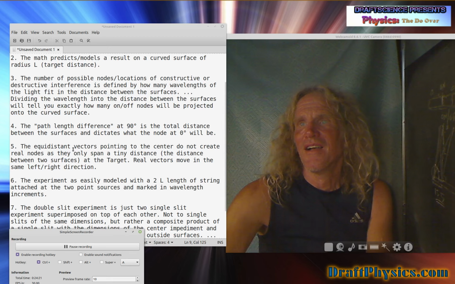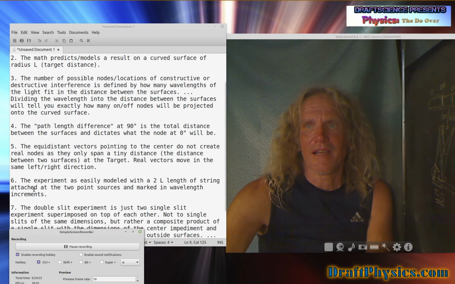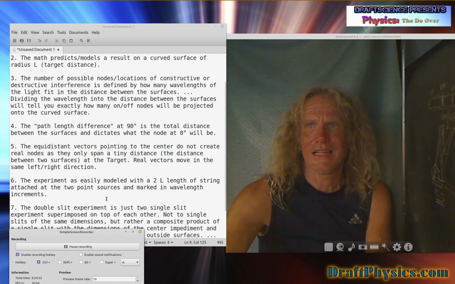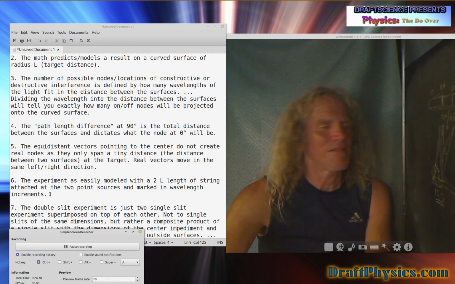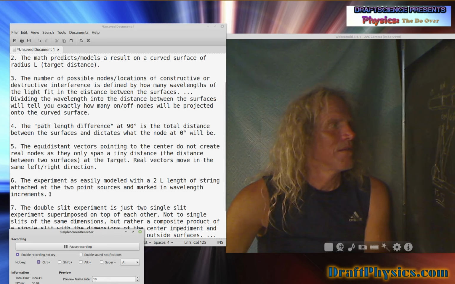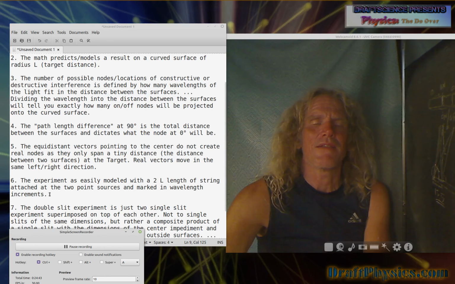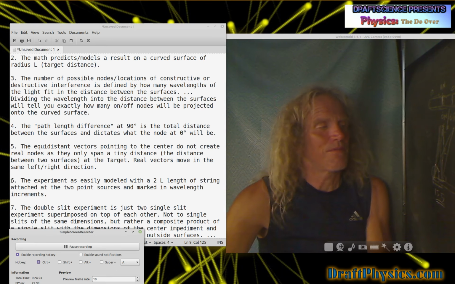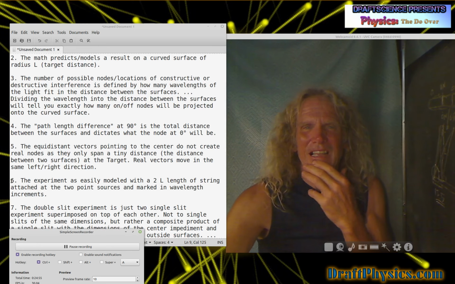Anyway, so, the equidistant vector, I did that. The experiment is easily modeled with 2L length of string attached to the point sources, marked in wavelength increments. Okay, so we're not going to bother with that anymore, because it doesn't really model it. Frankly, this is suspect. I don't think there's any point in using it anymore, because it does give you different results depending on how far in and out you go.